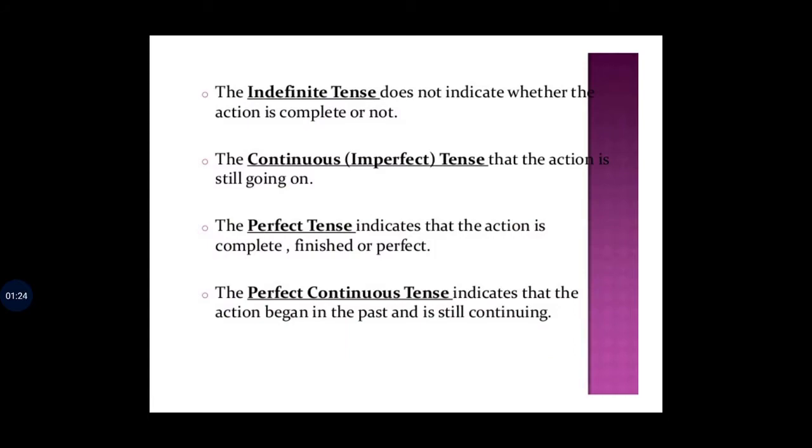Here you see the indefinite tense doesn't indicate whether the action is complete or not, but it's a regular event. Continuous tense shows the action is still going on. At the moment the action should be going on. For that sake you have to create the continuous tenses, especially simple continuous tense I am telling. The perfect tense indicates that the action is complete, finished or perfect. Next, perfect continuous tense indicates that the action began in the past, still it's continuing.